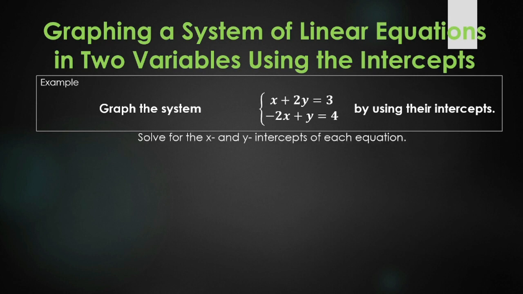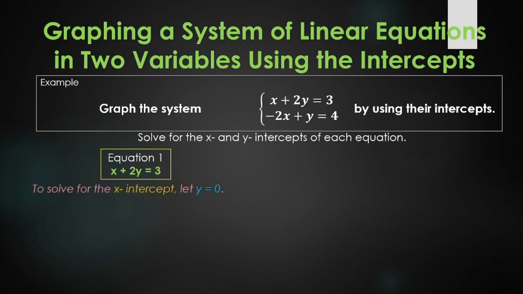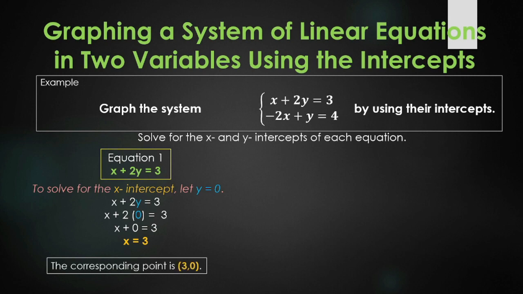First, you have to solve for the x and y intercepts of each equation. So let us have first the first equation, x plus 2y equals 3. To solve for the x-intercept, let y be equal to 0. So in the equation x plus 2y equals 3, substitute 0 to y. So you have x plus 2 times 0 equals 3. Then 2 times 0 is 0. So you have x plus 0 equals 3. What is x plus 0? The answer is x. So the value of x is equal to 3. This is the x-intercept. Now the corresponding point is 3, 0.